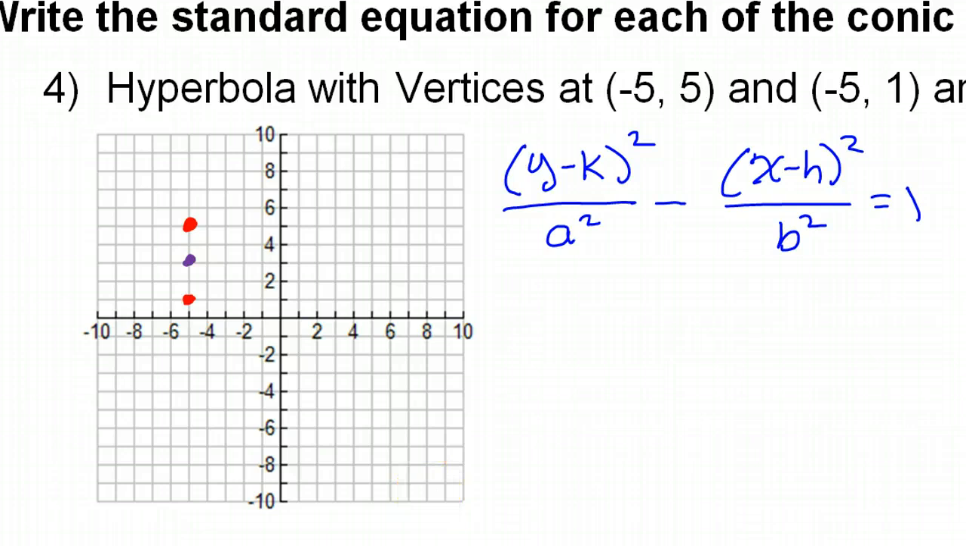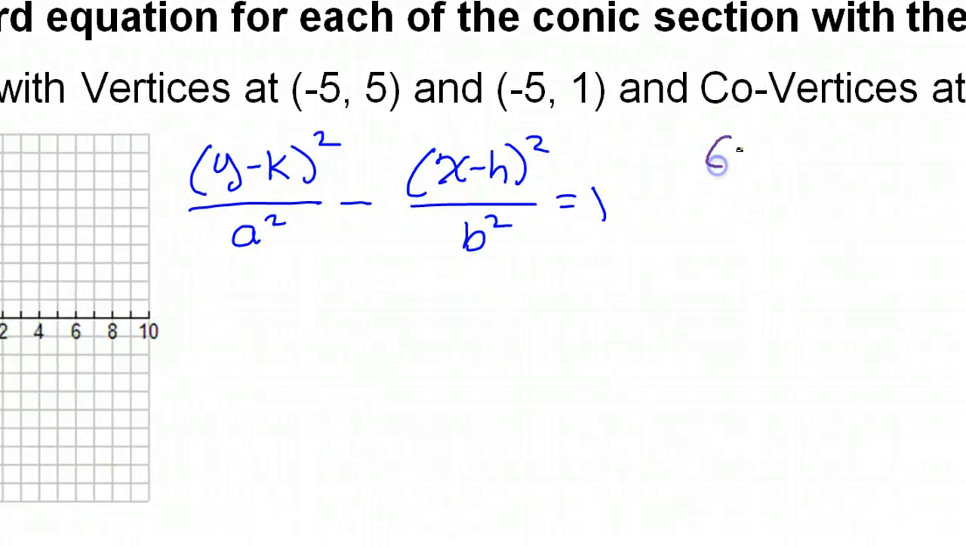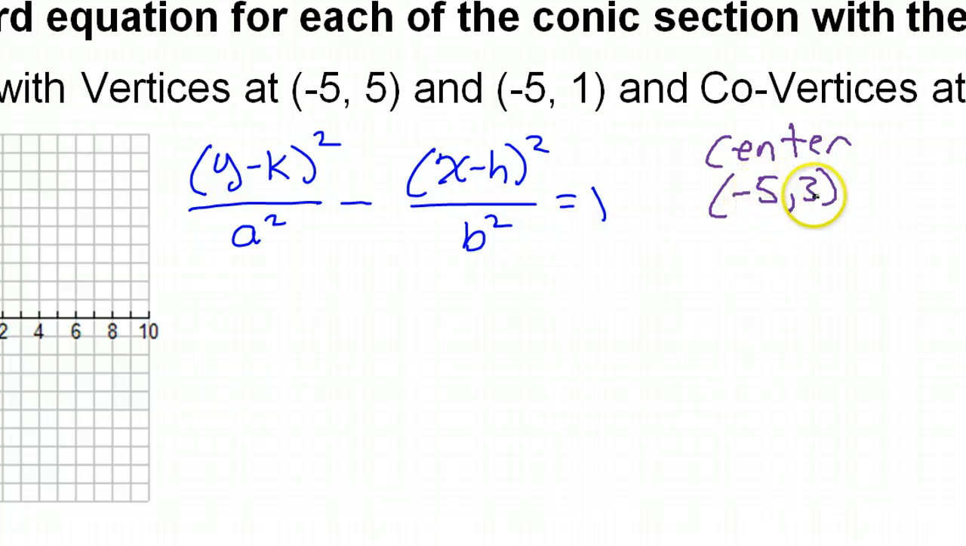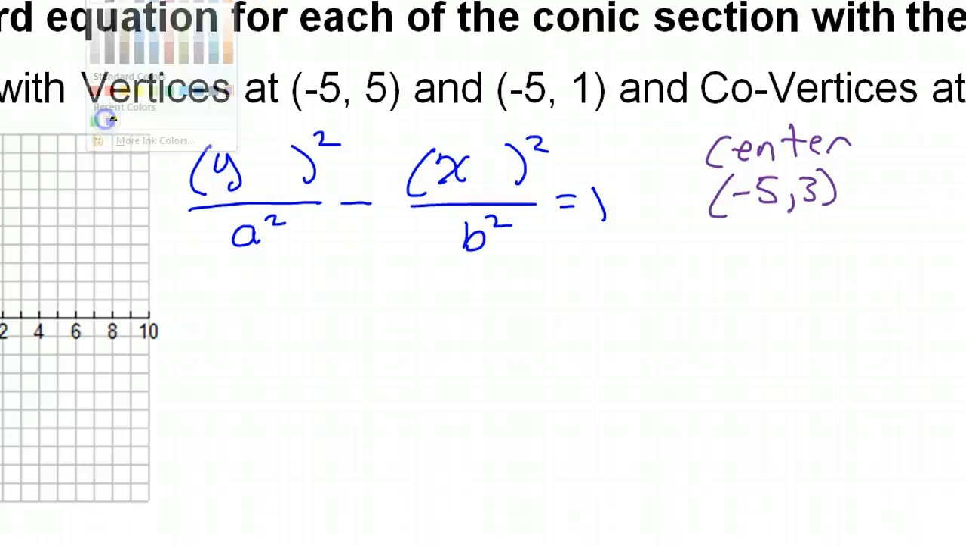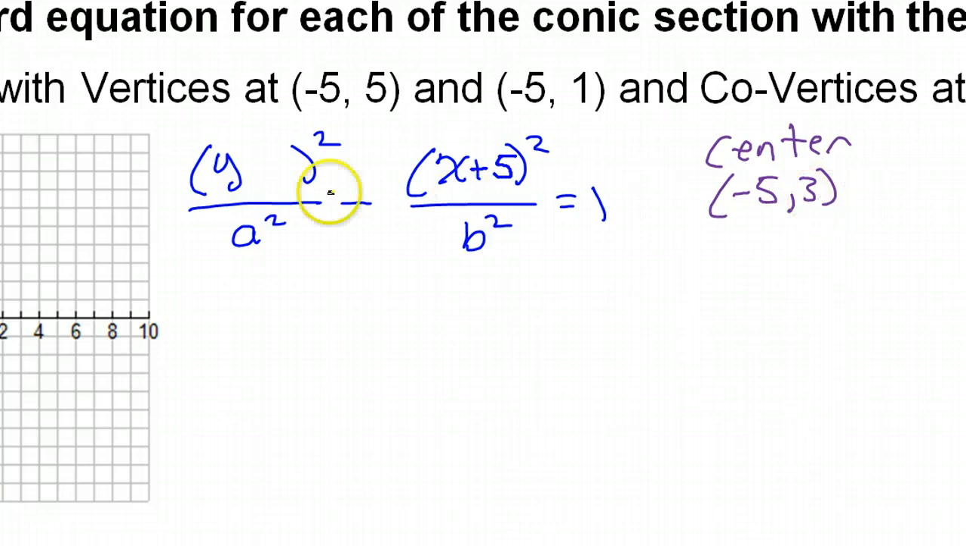Because my center is at (-5, 3), that's my h and my k. So don't get mixed up. This is the x value, so it goes with the x term. And watch how it's kind of the opposite of what you see here. Because this is negative 5, I'm going to wind up putting x plus 5 in here. Because this is positive 3, I'm going to wind up with y minus 3. So it's like the way we do the opposites. Okay, so that's the top half of this equation.